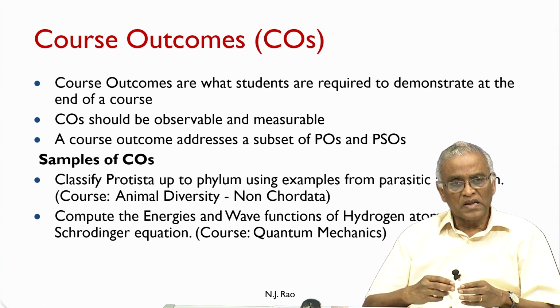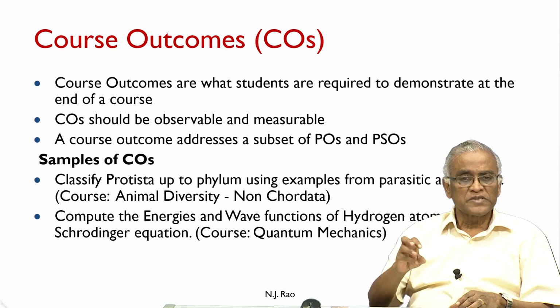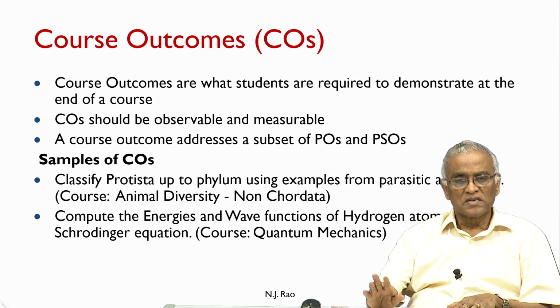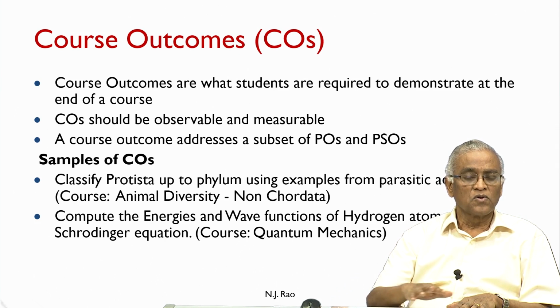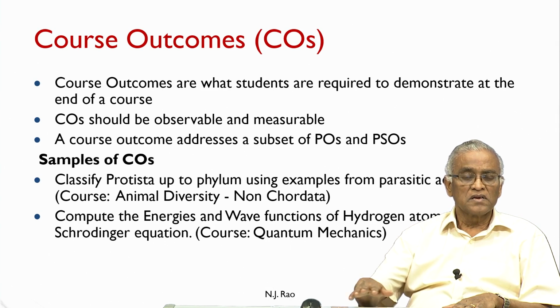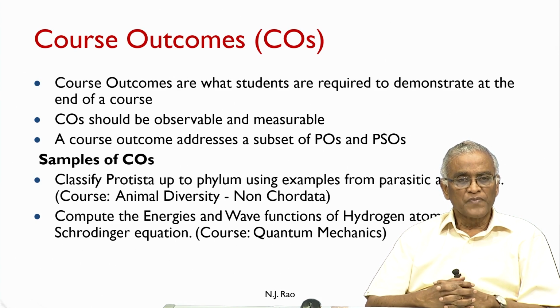So what happens whenever I take a course, each course will address a subset of the POs and PSOs that I write. We will go through that exercise later, but remember that if I have, let us assume, 8 POs and 4 PSOs, this 8 plus 4 have to be attained through all the core courses. But every course may not be able to address all the 8 POs and 4 PSOs. They are likely to address only a subset of them. That should be remembered.